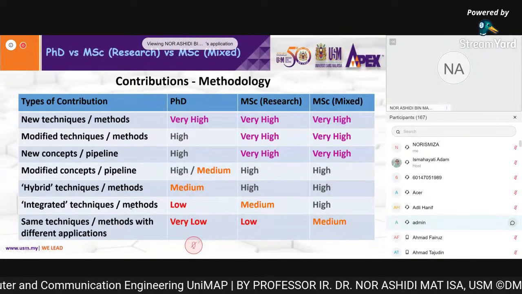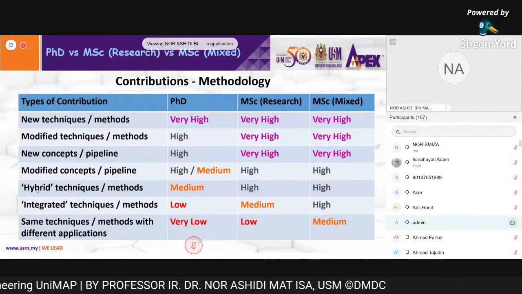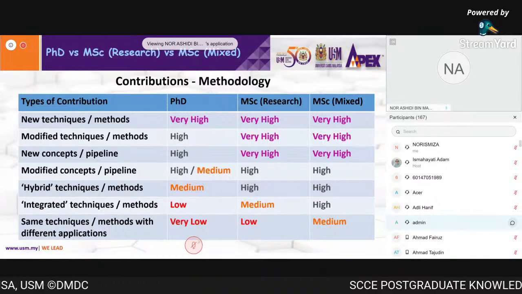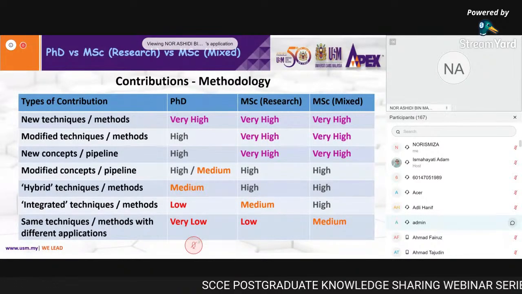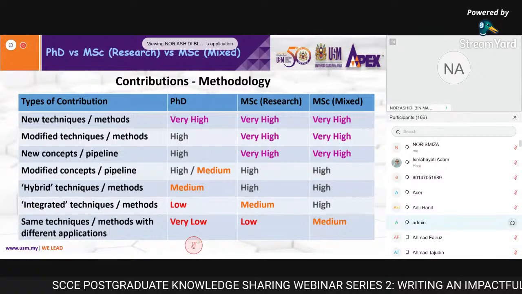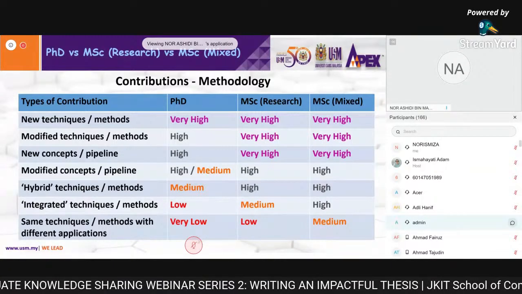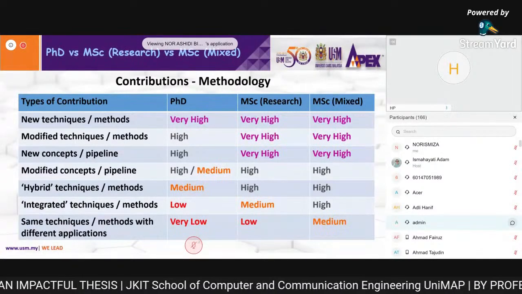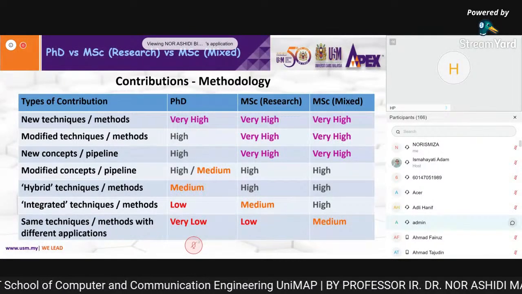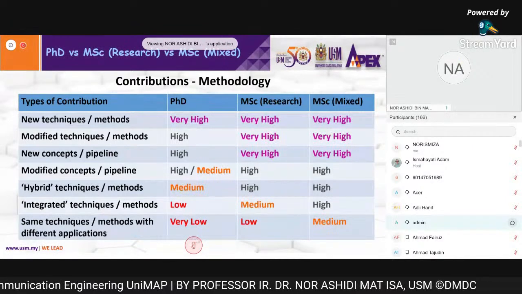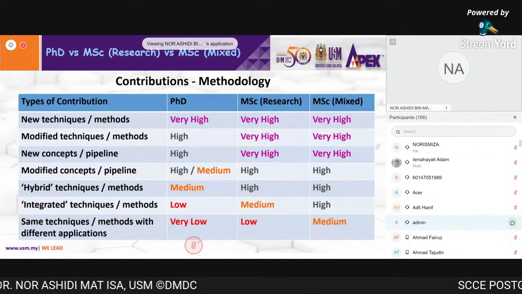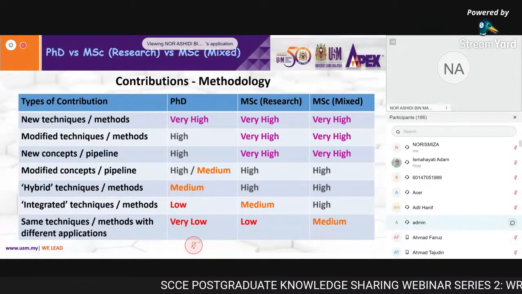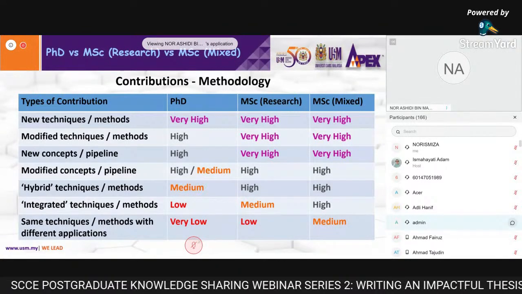Hybrid means you have method A, you have method B, you combine them and mix them together first, then you give the input to the combination of method A and method B, and you get the output. So that's what we mix first before you give the input. That's why the level of contribution for hybrid and integrated is different for me.